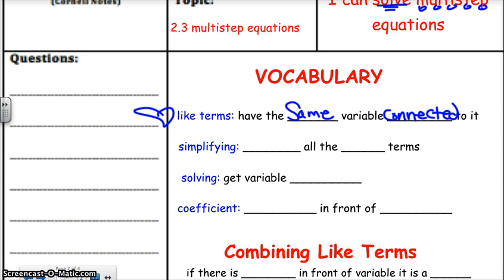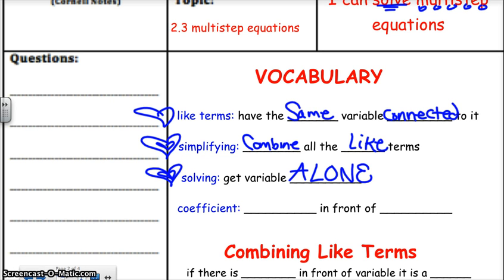You need to know the word simplifying. We use that all the time in math. Simplifying means combine all the like terms. So combine all the like terms. Solving is another huge vocab word. It means get the variable alone. When you solve for a variable, you know what it is. It's all by itself. It looks something like this: x is equal to something.